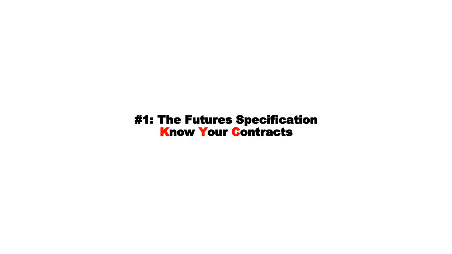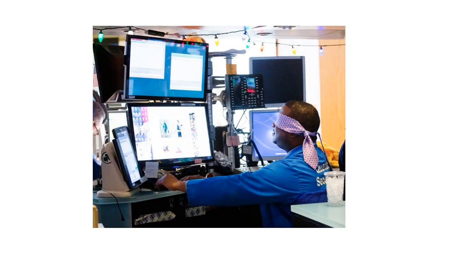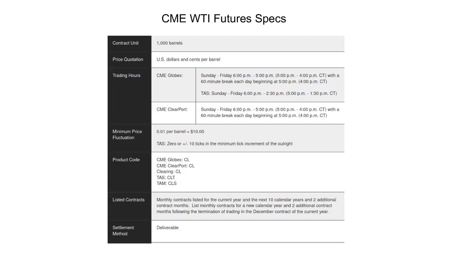But first, let's go through some basics of futures trading. Step 1. KYC, for Know Your Contracts. You might be surprised by how many people have never read the specifications of the futures they have been trading. This is an example of WTI futures specs from CME. It shows that each contract is worth 1,000 barrels of oil, which means a $1 change in the price per barrel will result in $1,000 of gains or losses per contract.